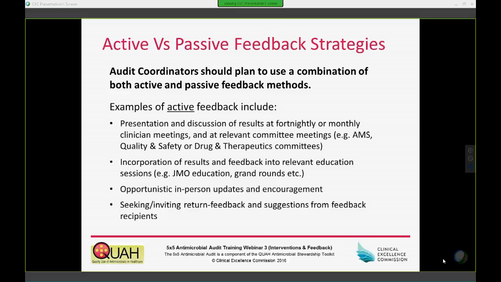And another example is actually asking for return feedback and some input from those who are receiving your feedback in the first place. So for example, perhaps after talking about the latest results at a clinicians meeting, you might then ask them if anyone has any suggestions for how guideline-based prescribing could be better supported, and consider acting on any of their suggestions that they offer you.